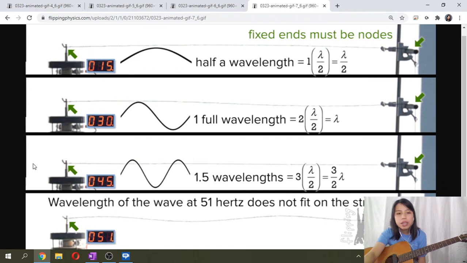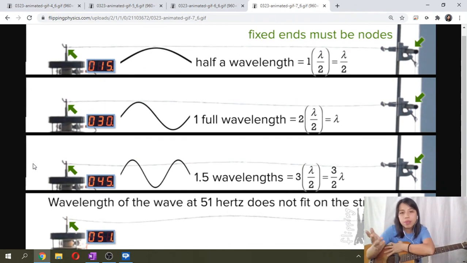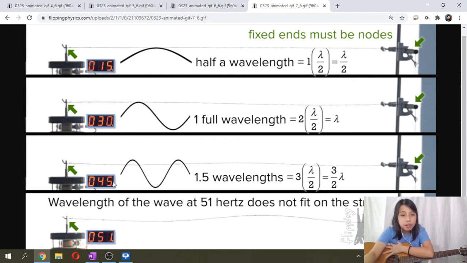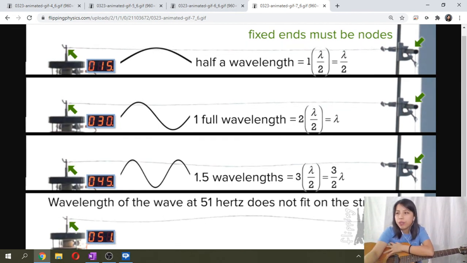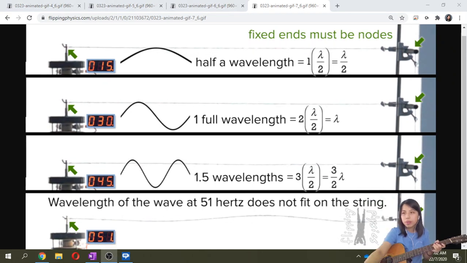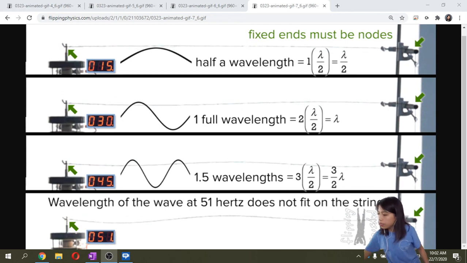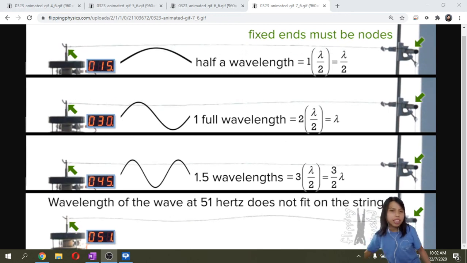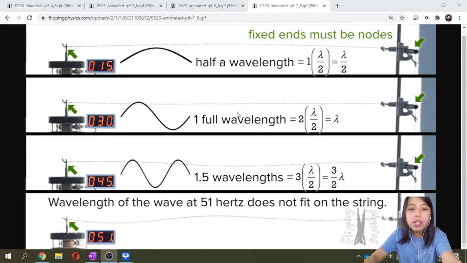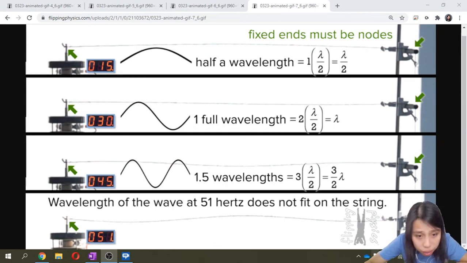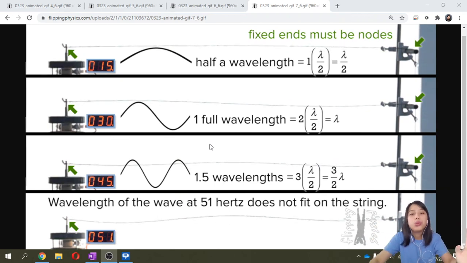Okay, remember just now I mentioned what happens if the frequency that you choose does not fit into the string, such as this one down here. Wavelength of 51 Hertz does not fit on the string. Let me remove my camera first. There we go. So what happens when your 51 Hertz cannot fit nicely on the string? Well, then all you see is just a normal progressive wave rolling around the string, and you won't see a nice standing or stationary wave.